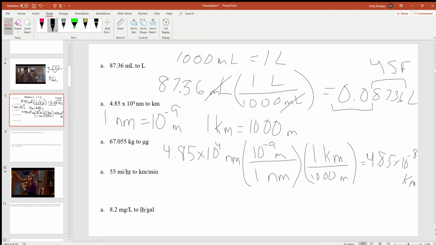Now we're going to ask our question here. Does this answer make sense? And hopefully we come up with that yes, it does make sense. Because a nanometer is something that we know is very, very, very small. A kilometer is much larger. So when we're converting from nanometers to kilometers, we should end up with an answer, a number that's much, much smaller.